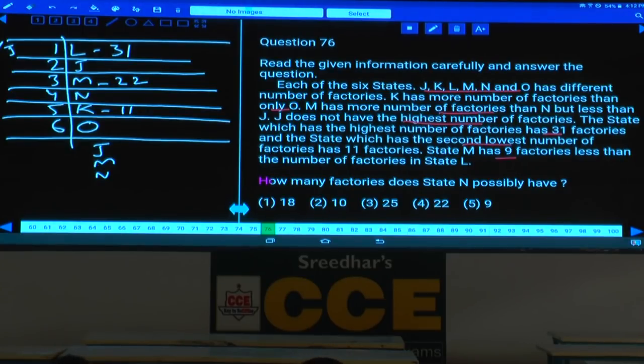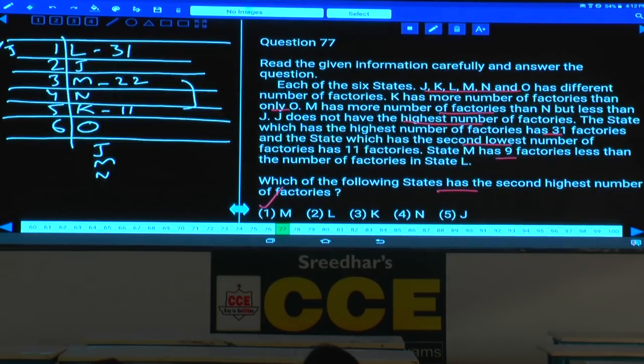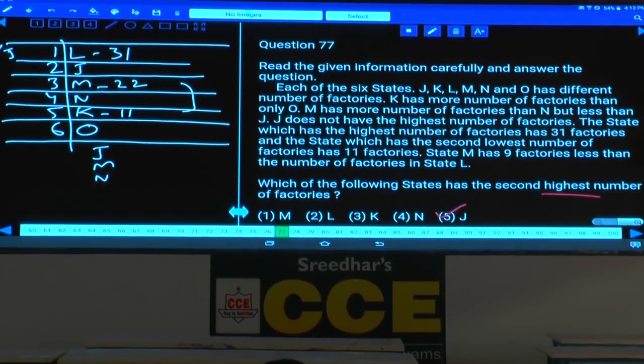Then how many factories does the state N possibly have? N can have between 11 and 22. Among these, what is given here? 18, choice 1. Then 77: in this question, the second highest number of factories is J, that is choice 5.